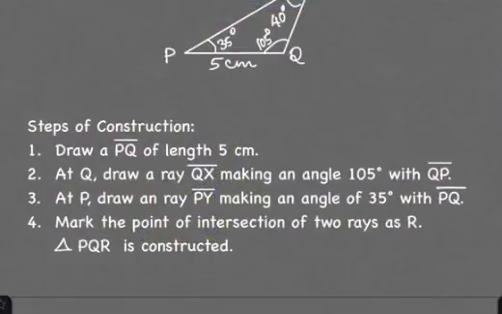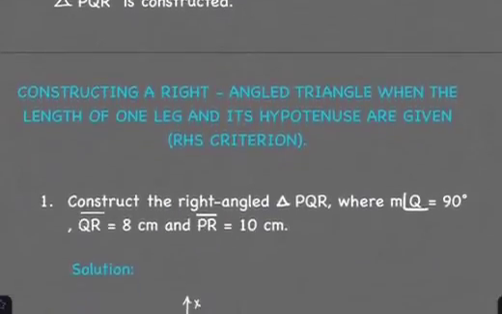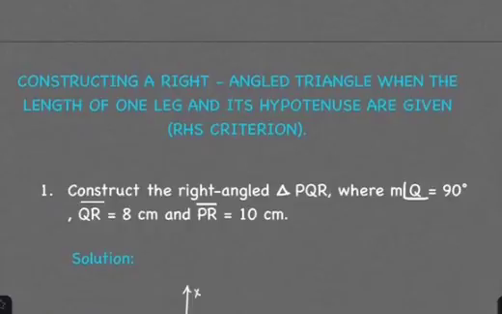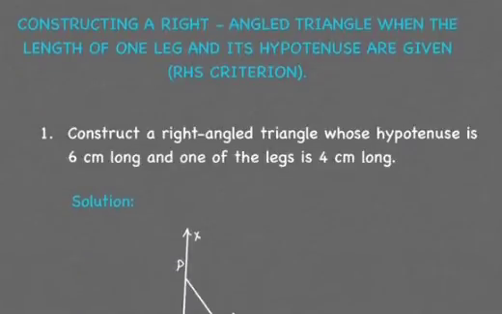Now, writing down the steps of construction as we constructed just now, we will move on to the next set of constructions. Constructing a right-angled triangle when the length of one leg and its hypotenuse are given. This is also known as the RHS criterion. Now let's start with an example. Construct a right-angled triangle whose hypotenuse is 6 cm long and one of the legs is 4 cm long.